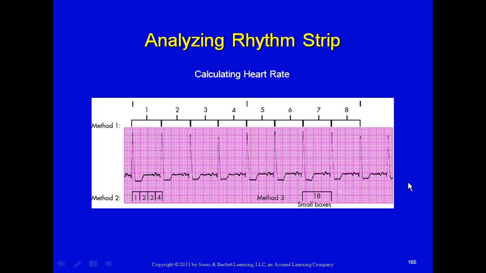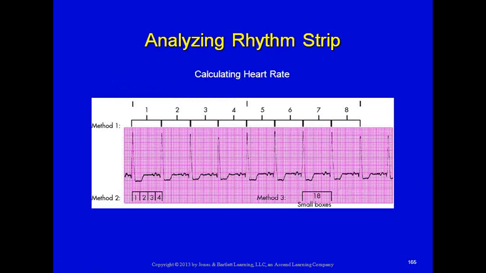So here's an example of the 6-second strip method, number 1 up top. I would look at those dark vertical hash marks at the very top of the paper, and 3 of those would equal a 6-second strip. And I would count the number of QRSs in those 6 seconds, and there would be 8 there. So the rate would be 80. So 8 times 10, the rate would be 80.